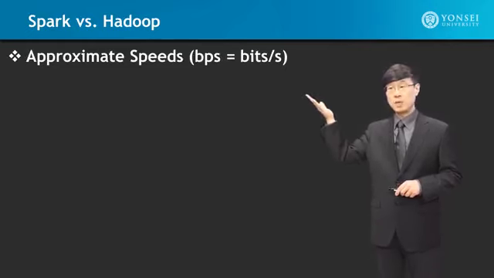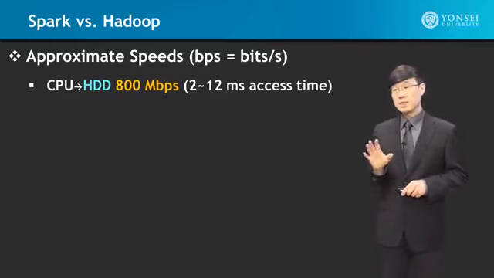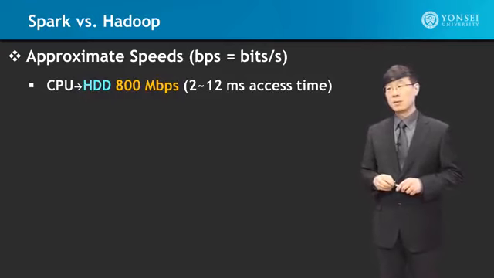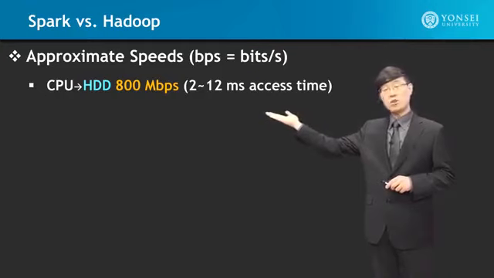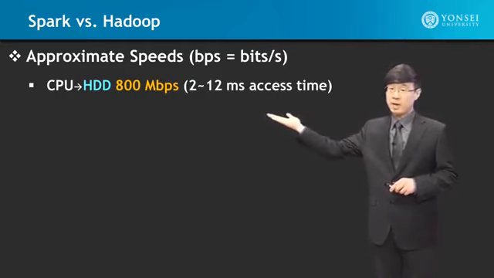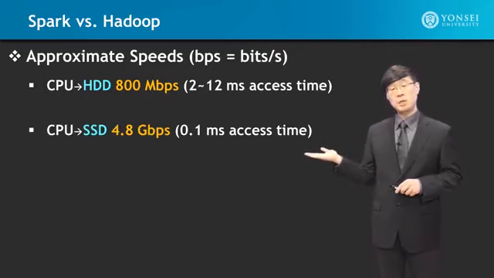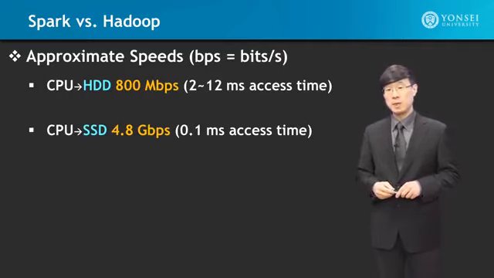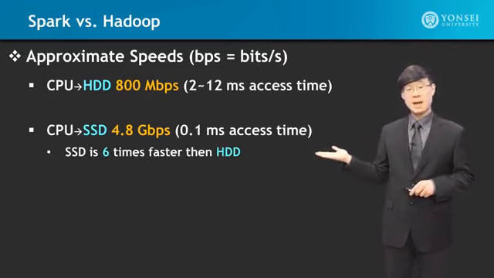Approximate speeds will be compared based on the unit of bits per second, which uses this notation right here. From a CPU to a hard disk drive, the access time will be about 2 to 12 milliseconds, where the transfer speed of the data itself will be about 800 megabits per second. Looking into CPU to SSD, it has a much shorter access time, and the speed of data transfer will be about 4.8 gigabits per second. This is 6 times faster.